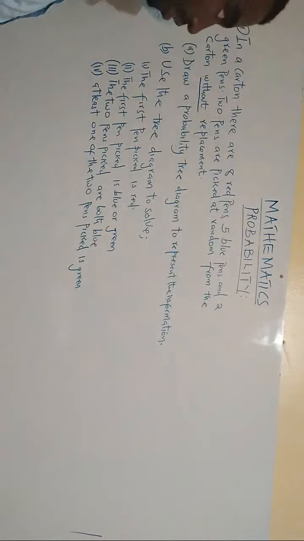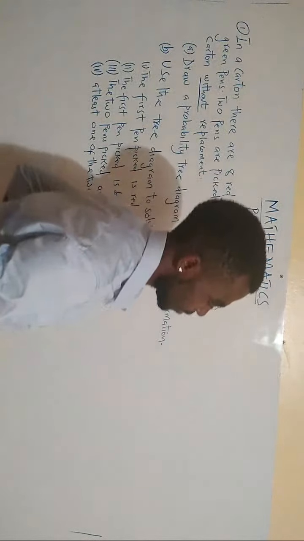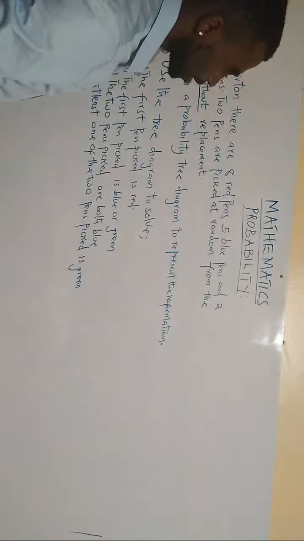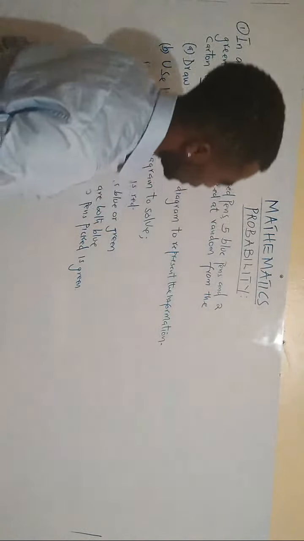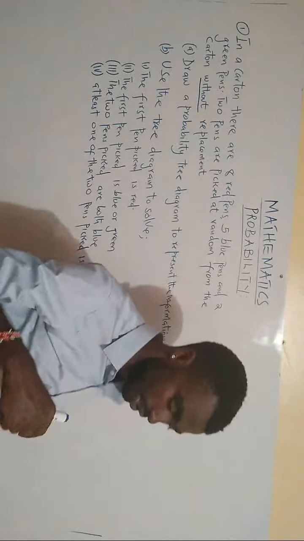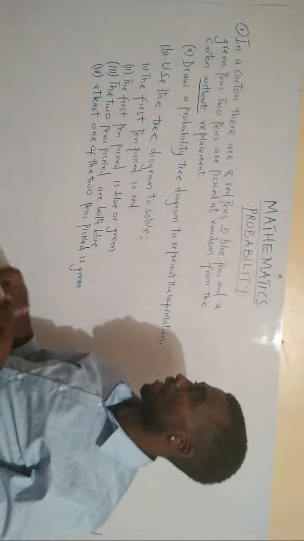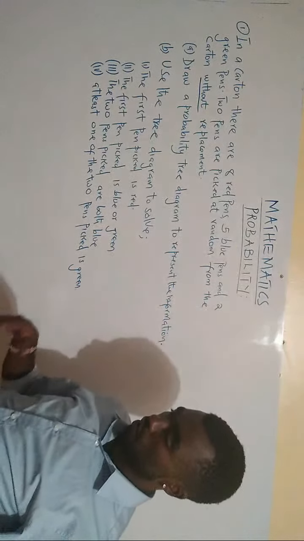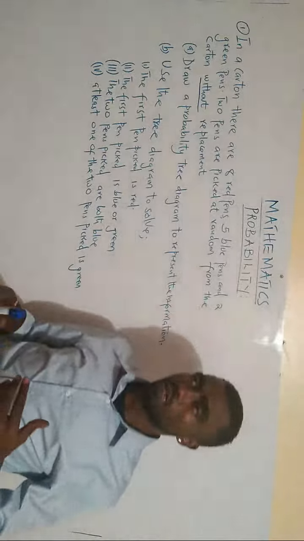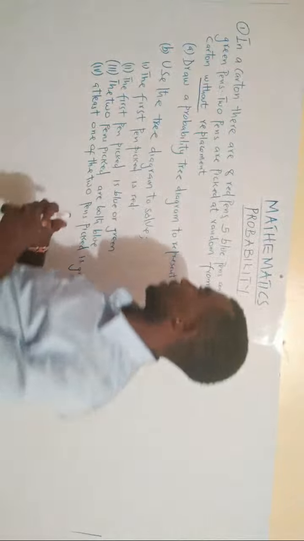We have a carton and it has 3 different identical pens. We have 8 red pens, 5 blue, and 2 green. And we are told 2 pens were picked at random, and they were picked without replacement. You could pick, then return, then pick again, but here there was no replacement. So when you pick one pen, it remains out, and there is one pen less in the basket. Let's see this mathematically.